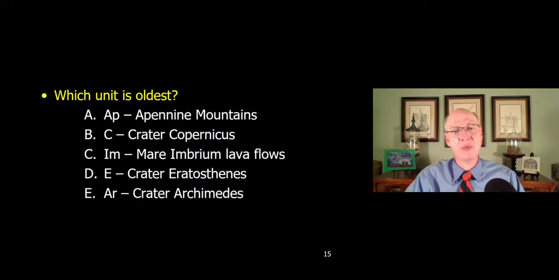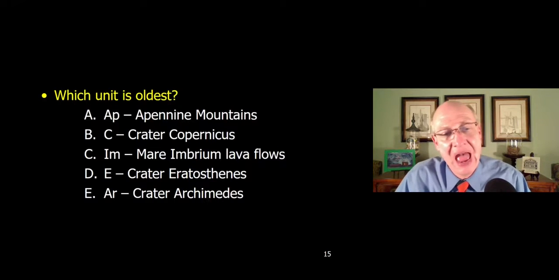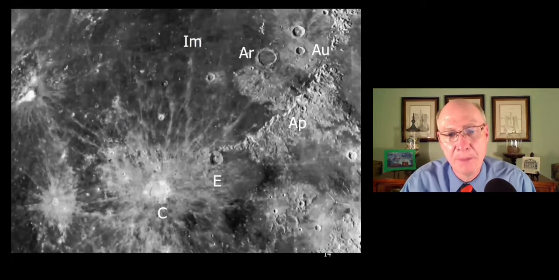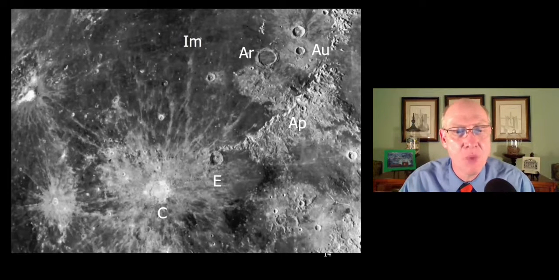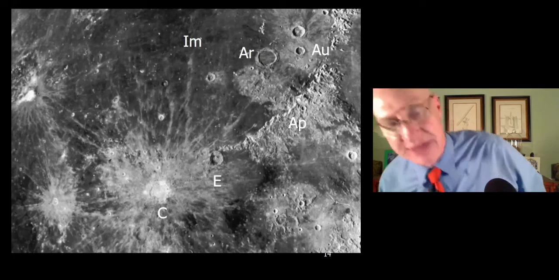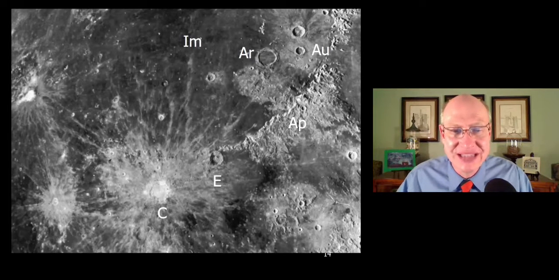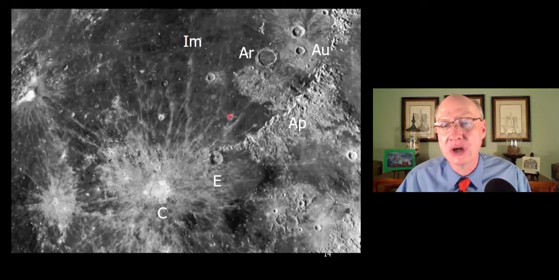Okay, what did you come up with for the oldest unit? This one's a little bit tougher, but this one you have to think a little bit more about what each of these things represent. So we've talked already about these impact craters. These impact craters are where various comets and asteroids struck the moon. The lava flow, we haven't really talked about where that lava came from. We'll talk about that later on. But there's this lava flow on the moon, and then there's this mountain range.